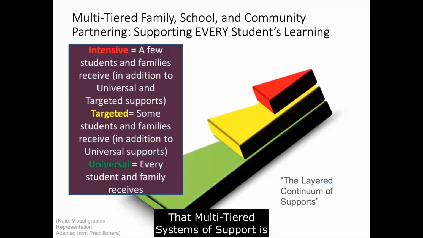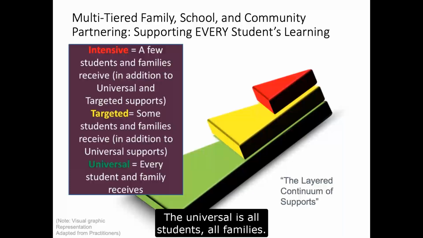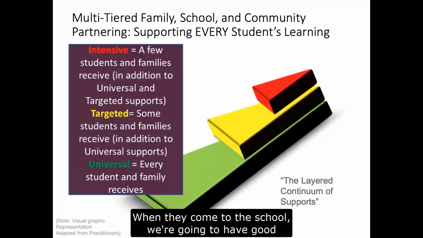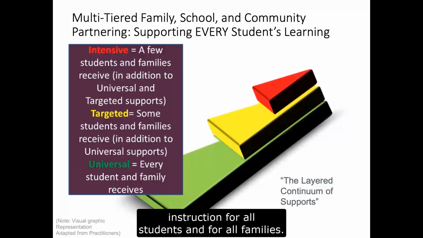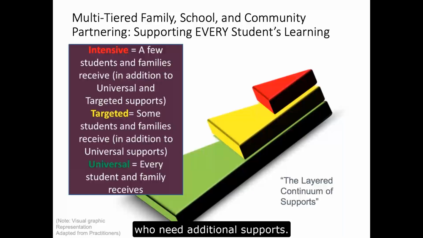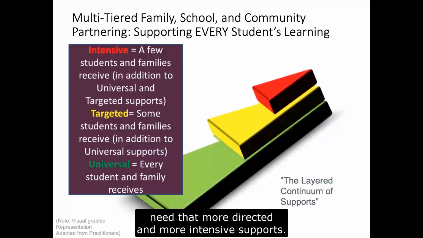Multi-Tier Systems of Support is kind of a layered thing. The universal tier is all students, all families. When they come to the school, we're going to have good instruction for all students and for all families. Then there are some targeted students and families who need additional supports. And then the intensive part is that a few students and families will need more directed and more intensive supports.